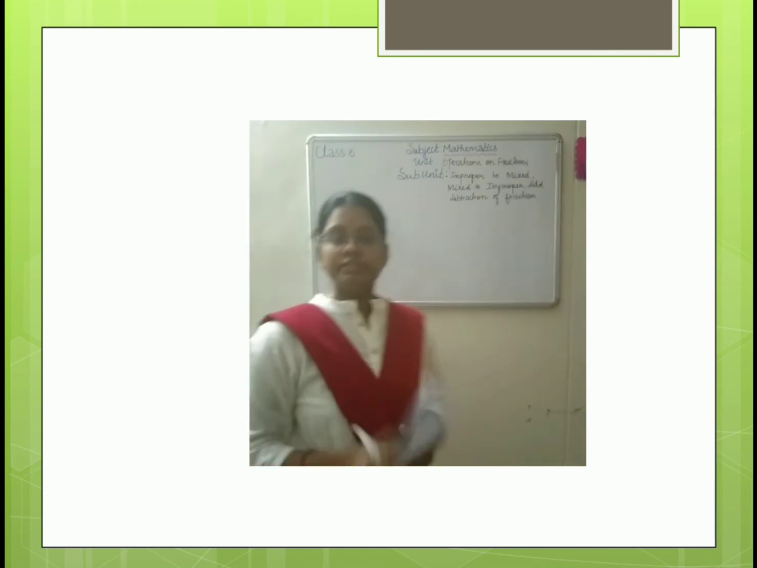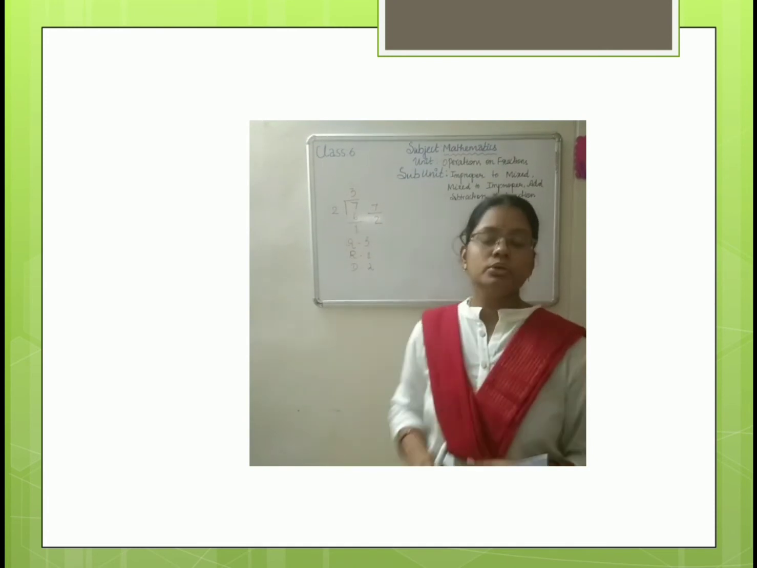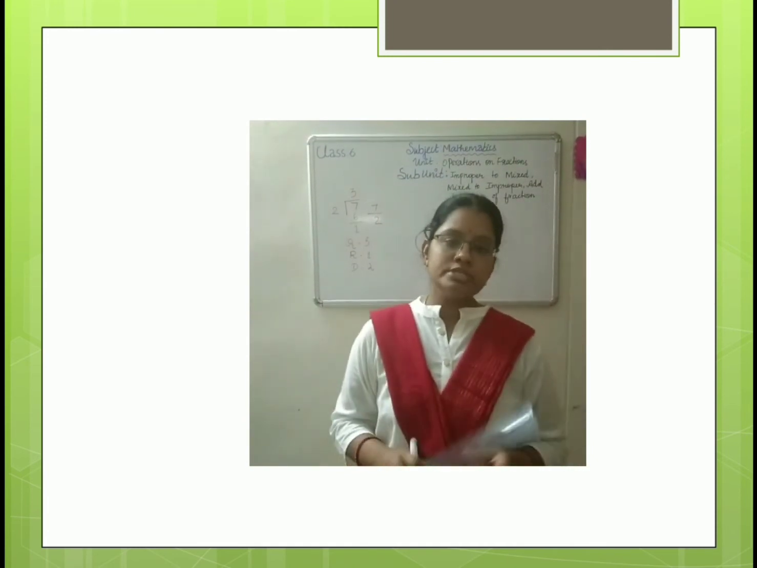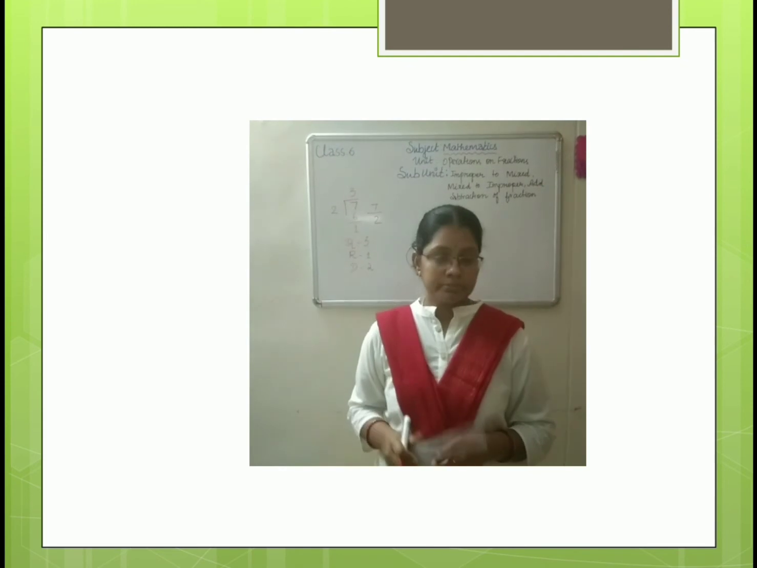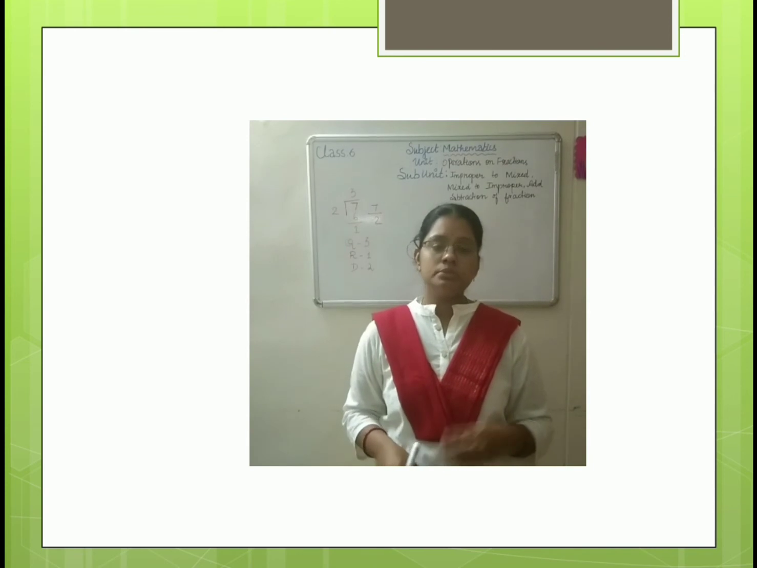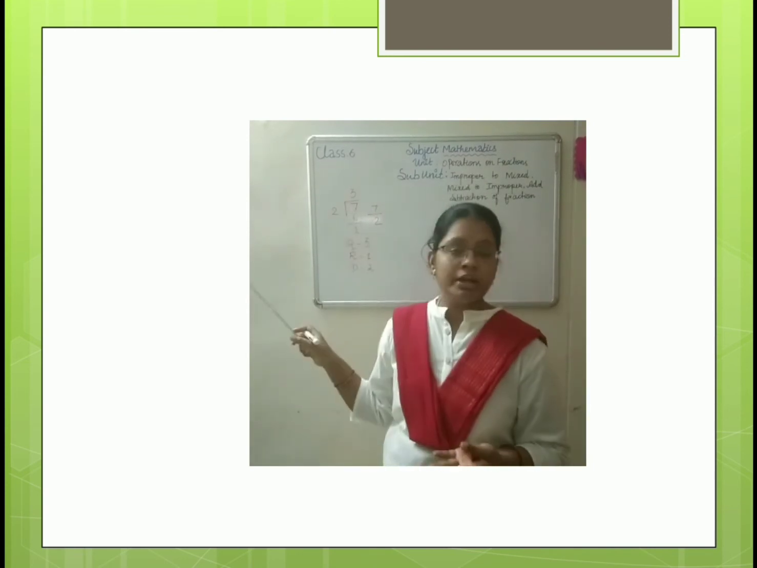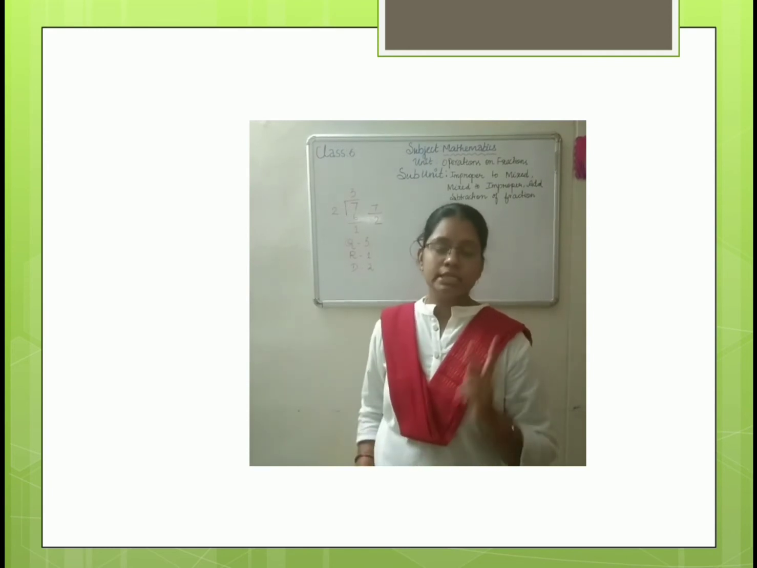So students, tell me, what is the difference between divisor and dividend? The number which we divide by is called the divisor, and the number which is being divided is the dividend. Here 7 is being divided by which number? 2. So that is the dividend. So you should know the difference between divisor and dividend.